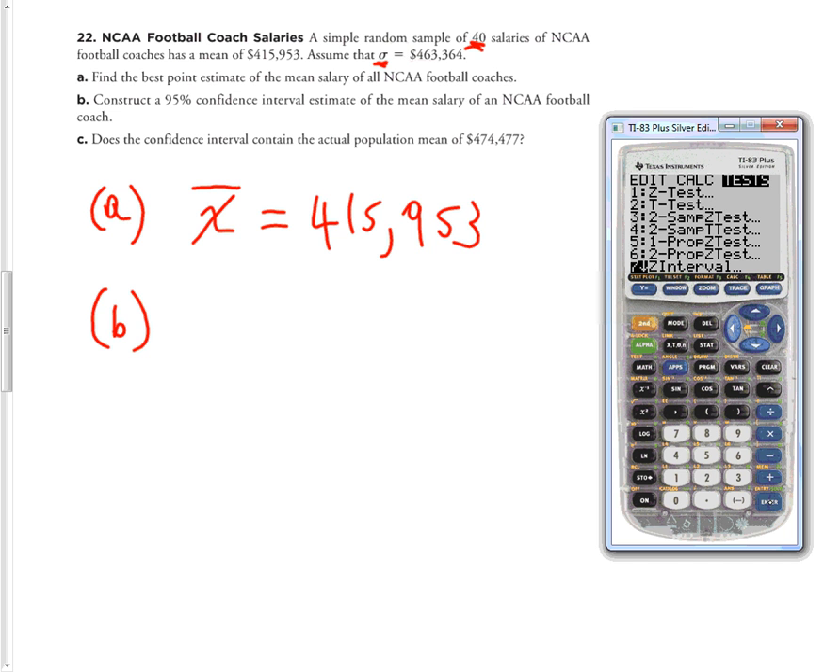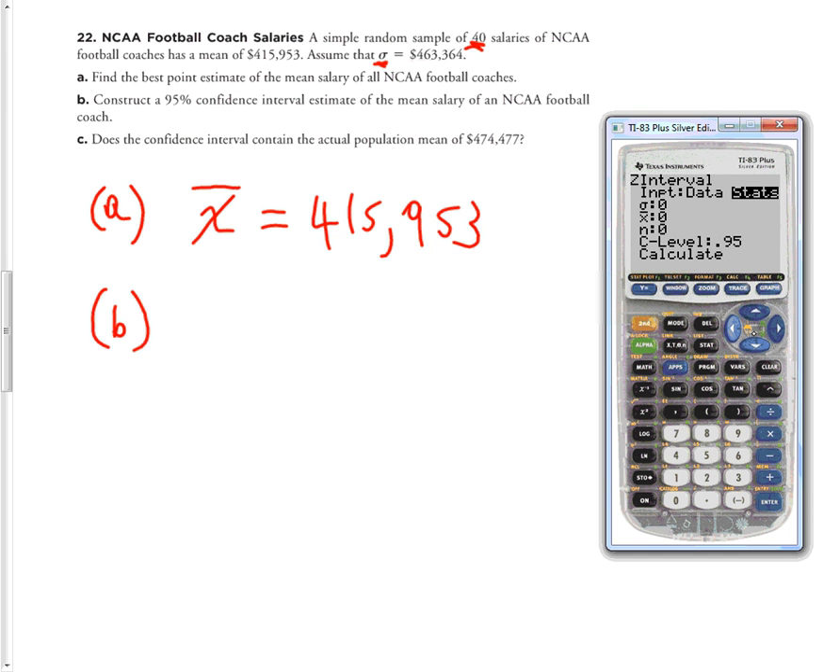We press enter, and it asks whether I have data or statistics. In our case, we don't have raw data; what we have is statistics. So I highlight statistics. If we had raw data, it would ask us where the data was, in one of our lists, and we would do it that way. But in this case, we have statistics, so I go down.